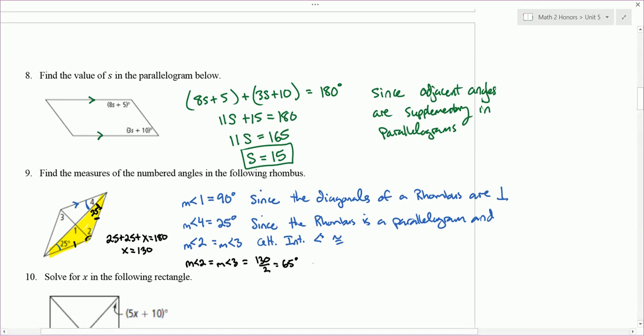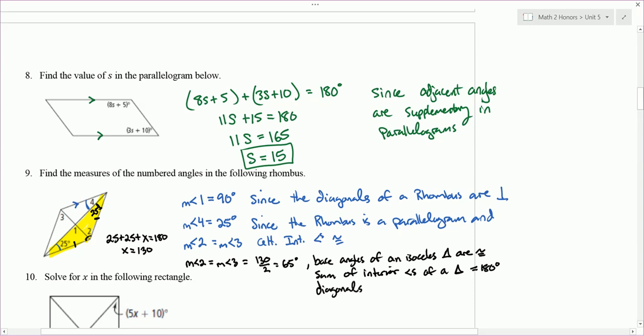And we used a few things. We used the idea of base angles of an isosceles triangle are congruent. We use the sum of interior angles of a triangle equal 180 degrees, and we use that the diagonals of a rhombus bisect the angles.